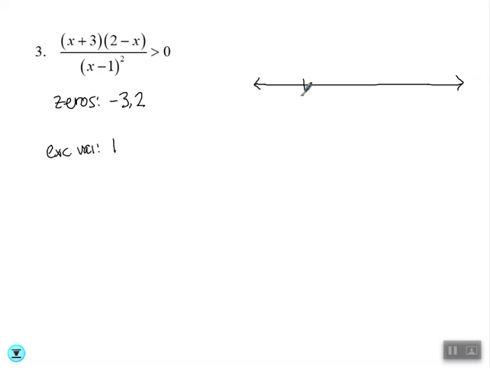then we make our number line. Since 1 is an excluded value, it's actually the vertical asymptote, we know that we can never include 1 in our answer because this particular rational function is not defined at 1. So I'm going to put an X through it so I don't forget about that. Now let's pick numbers and test our intervals.